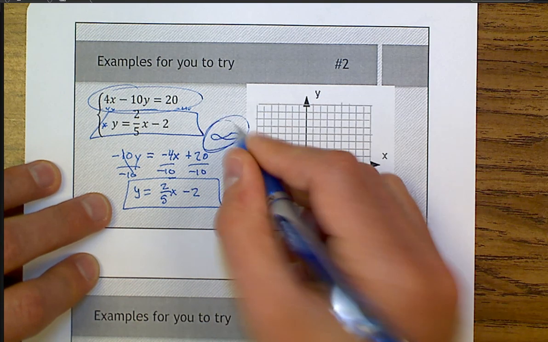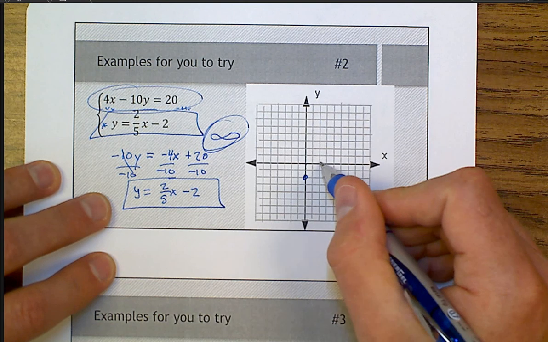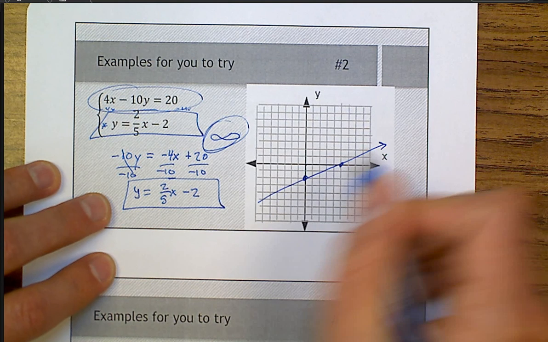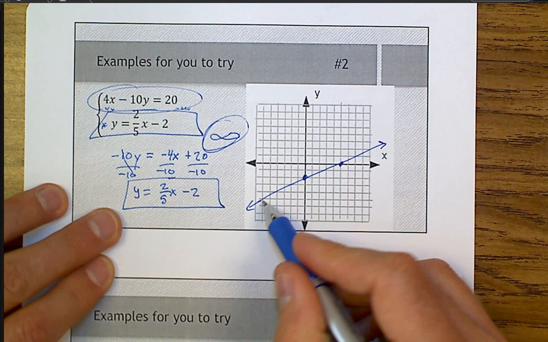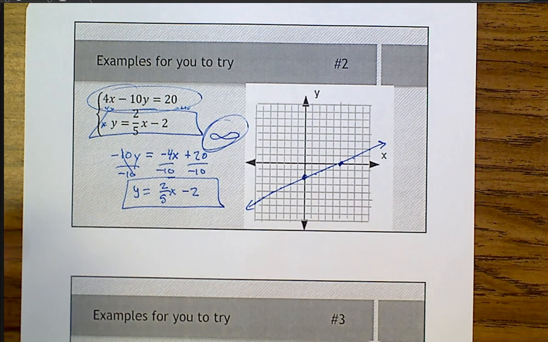And if you graph it, you know, down 2, boom, there you go, up 2, over 5: 1, 2, 3, 4, 5. And if you make your line, I'm not even going to use my ruler here. And if you go to graph the other one, it's going to sit right on top of that. So every single point on this line is a solution because it's intersecting itself, okay?